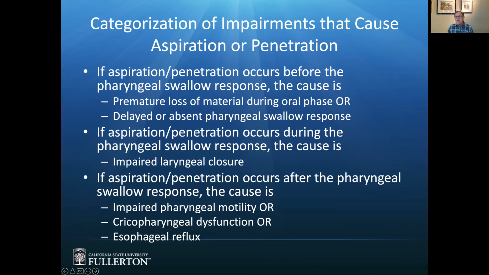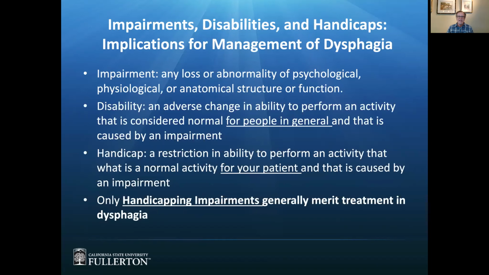But in either case, it looks almost the same if you're looking at a modified barium swallow. The aspiration is before the pharyngeal swallow response. And it turns out actually that especially the compensatory treatments for these two situations would be the same. So in part, differentiating between premature loss and delayed pharyngeal swallow response doesn't matter. Now, if you're going to do rehabilitative treatments where you're trying to get at the underlying problem, it does matter then. Of course, we'll spend a course on that. Okay.